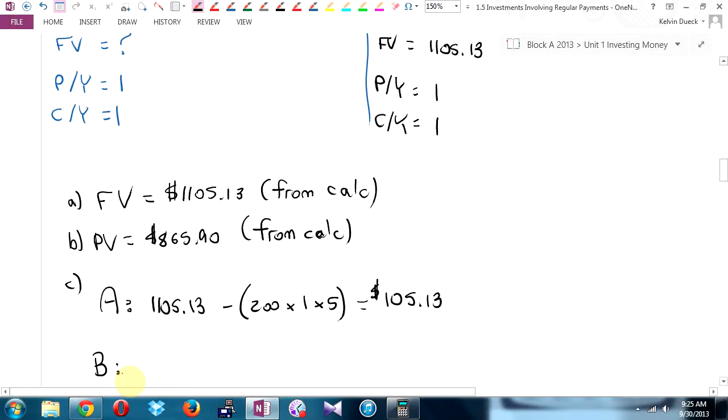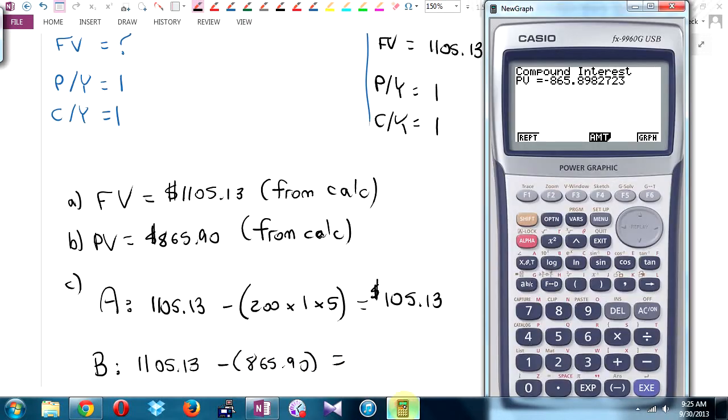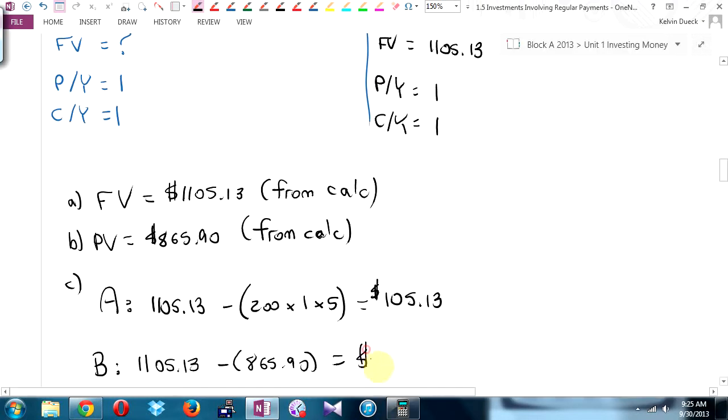How about Blake? He still had the same final amount, minus. He wasn't doing regular payments. He just dumped in a lump sum. How much? $865.90. 1105.13, take away 865.90. He earned $239.23.